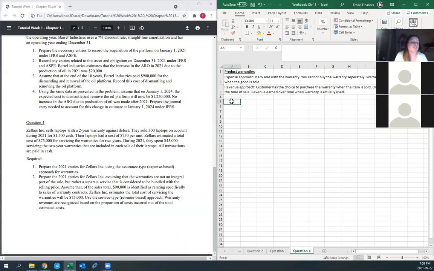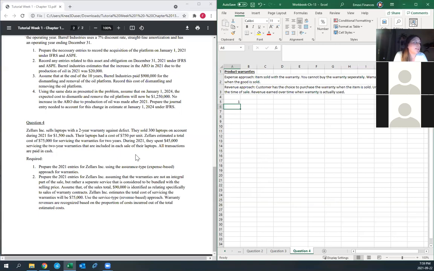So, for question 4, Zellers Inc. sells laptops with a 2-year warranty against defects. They sold 300 laptops on account during 2021 for $1,500 each. Their laptops had a cost of $750 per unit. Zellers estimated a total cost of $75,000 for servicing their warranties for 2 years. During 2021, they spent $45,000 servicing the 2 years warranties that are included in each sale of their laptops. All transactions are paid in cash.